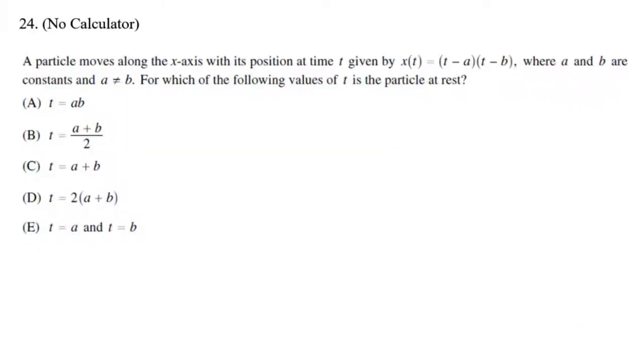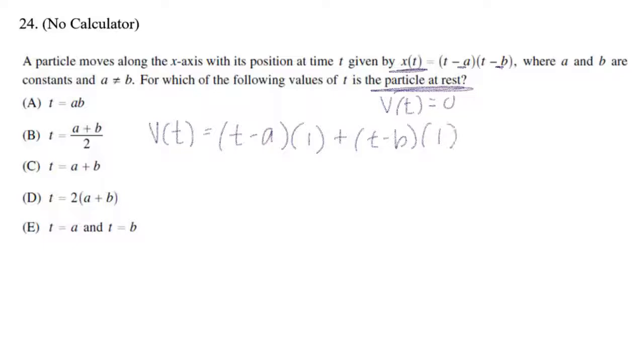Okay, so for 24, a particle moves along the x-axis, and we have our position function, and we want to know, well, when is the particle at rest? Now we know the particle is at rest when velocity, when v at t equals 0. So that means we're going to have to take the derivative of this mess. Well, let's go through and see. So velocity, and we can do our product rule. We'll do the first times the derivative of the second, which is just going to be 1. Remember, a and b are constant, so the derivative of t is 1. So first times the derivative of the second plus the second times the derivative of the first.